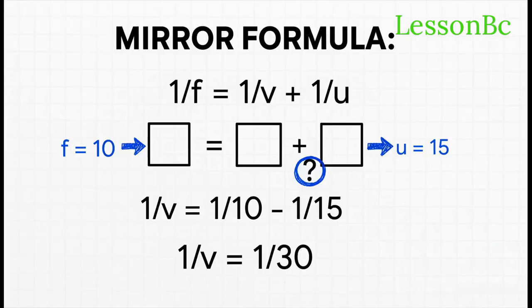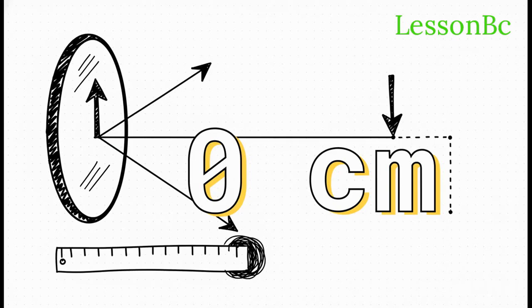We just grab our mirror formula and plug in the numbers we know. So 1 over 10 equals 1 over v plus 1 over 15. Then, with a little bit of simple algebra to solve for 1 over v, we find out that it equals 1 over 30. And there it is. We just flip both sides of that equation and we get our answer. V equals 30 centimeters. That means our image is going to form 30 centimeters away from the mirror.